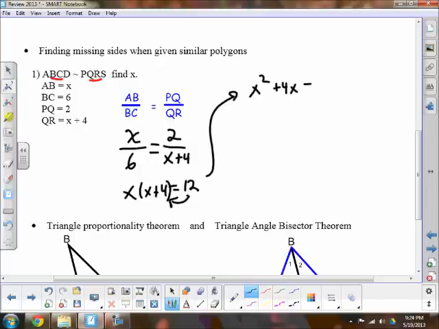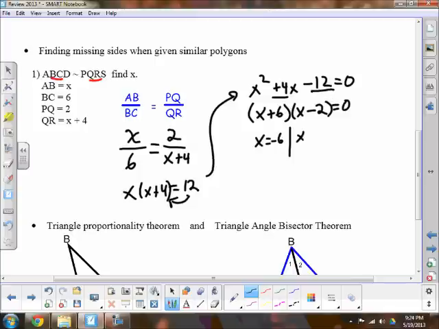So I get a quadratic equation, x squared plus 4x, and if I bring this 12 to the other side, minus 12 equals 0. When I solve quadratic equations, I have those 4 methods for solving. This one is actually factorable. X plus 6, x minus 2 will give me a sum of positive 4 and a product of negative 12.